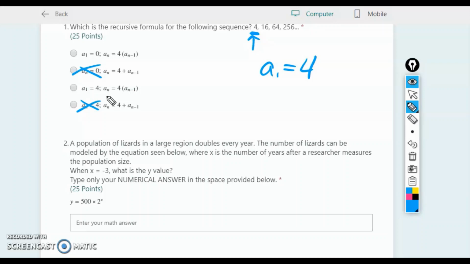But just so you know, this part just says that you take 4 and times it by the previous term. So I take 4 times 4 gives me 16, times 4 gives me 64, times 4 which gives me 256, and so forth. So let's look at the next problem.